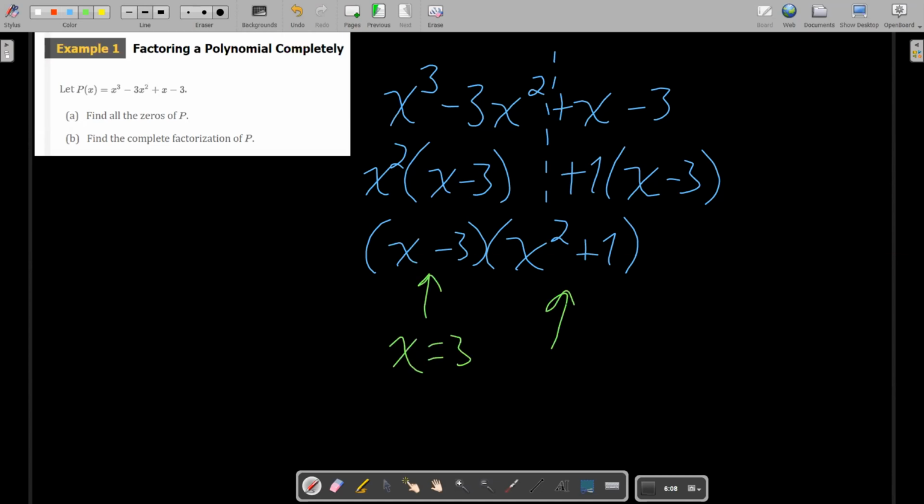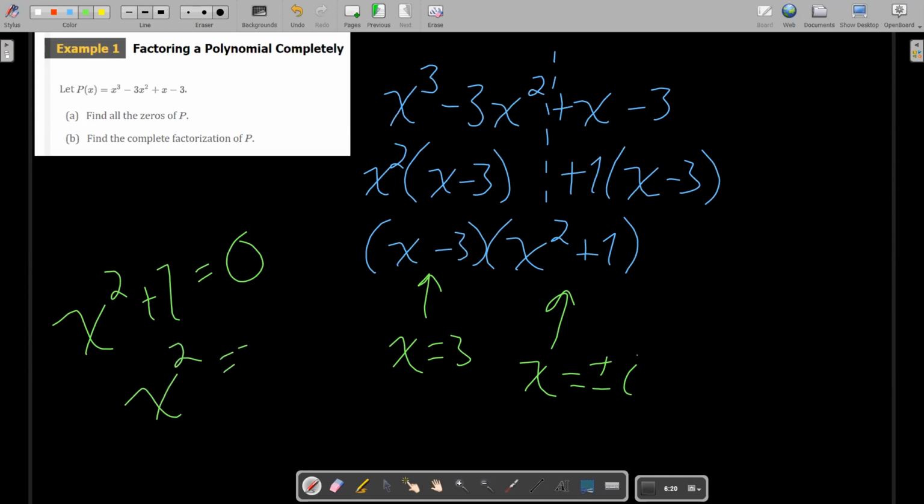Okay, but what about this one? Well, this zero is at x is equal to plus or minus i, right? Because if we took that x squared plus 1 equated to 0, x squared is equal to negative 1, and then take the square root of both sides. That's how I get plus or minus i.